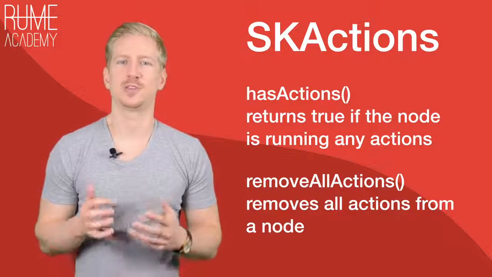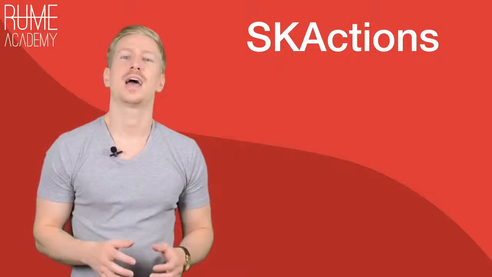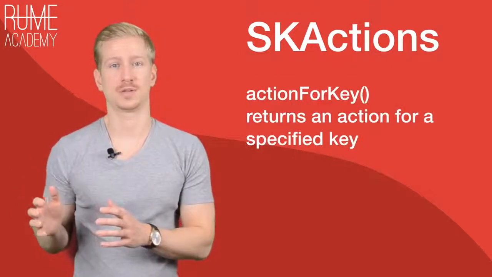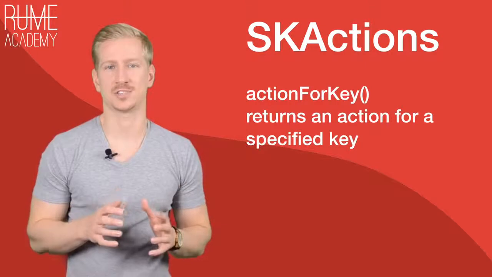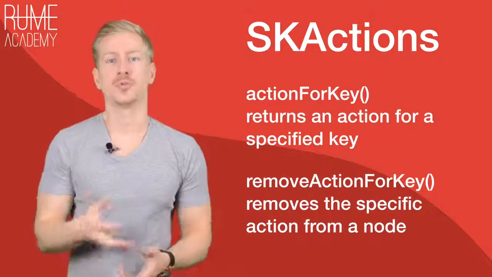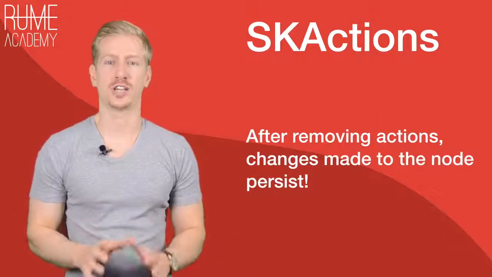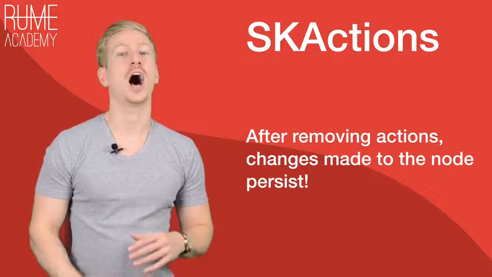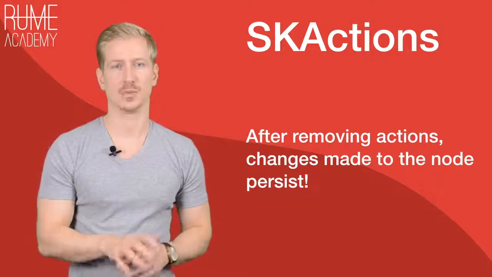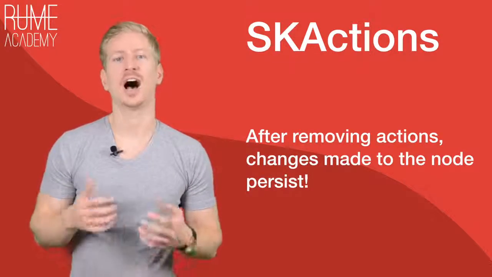If we want to be more specific with actions that we assigned a key to, we can use actionForKey to request that action and then removeAction(forKey:) to remove it. When removing an action, all of the changes that were made to the node up to this point will remain, but there won't be any more changes afterwards.